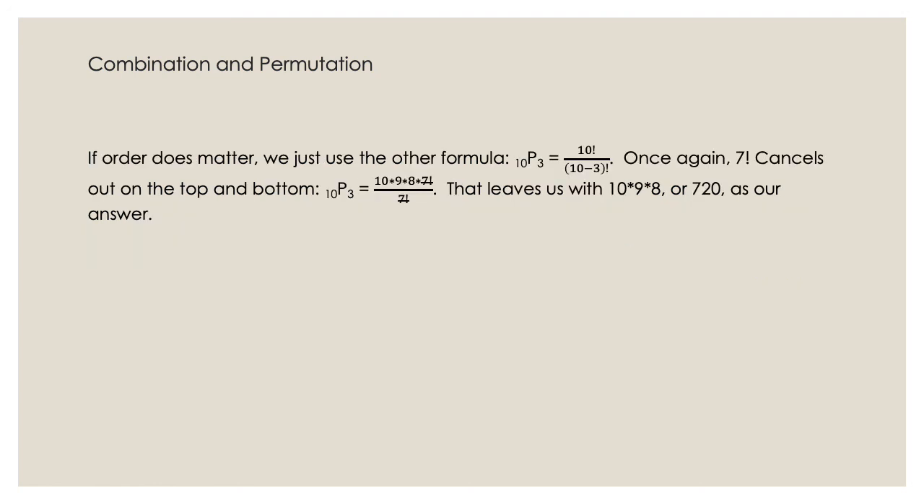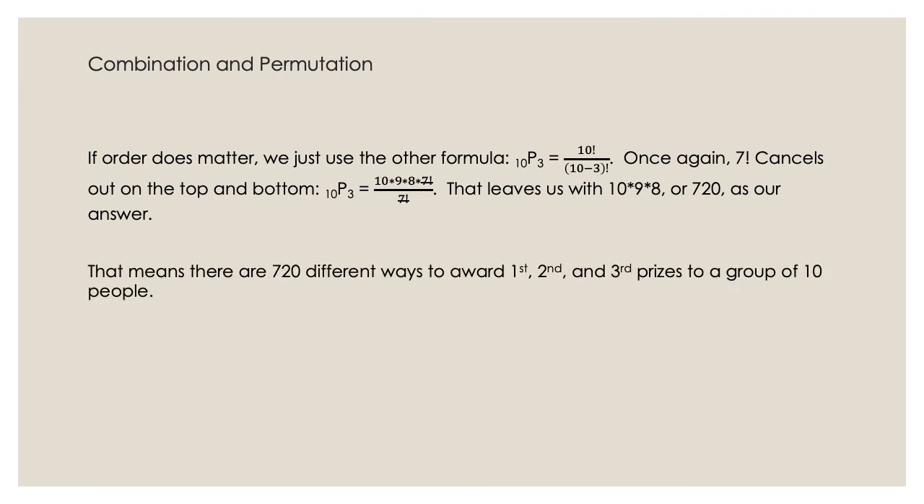If order does matter, we just use the other formula. 10 with a P in the middle and a 3 on the right side. Or 10 factorial on top divided by 10 minus 3 factorial. Once again, 7 factorial cancels out on the top and bottom. That leaves us with 10 times 9 times 8, or 720, as our answer. That means there are 720 different ways to award first, second, and third prizes to a group of 10 people.